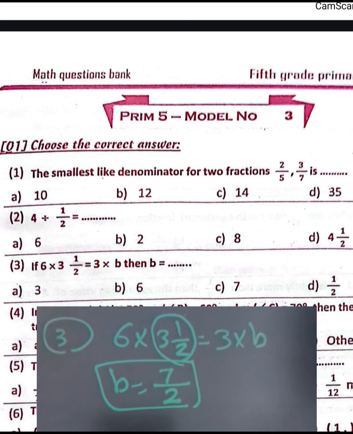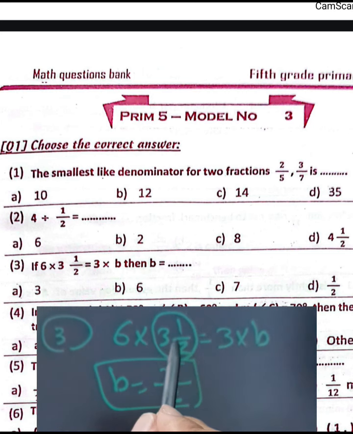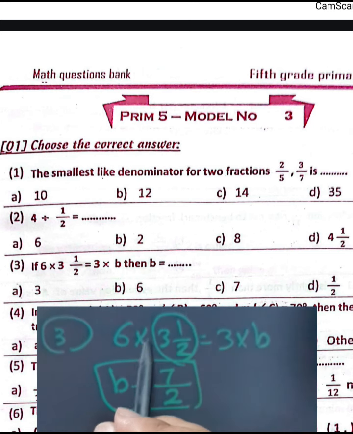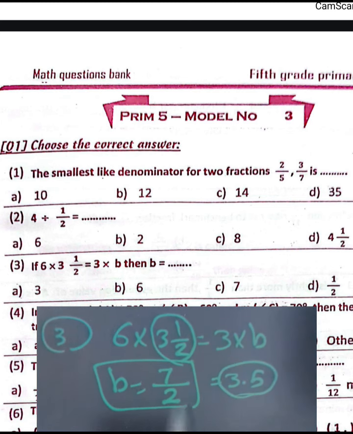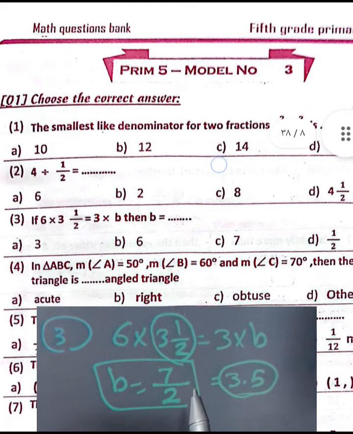Question 3 again. If 6 times 3 and a half equals 3 times b, then the value of b equals 7 over 2. 7 over 2 is 3.5. We can write here 7 over 2. Letter D, you must cancel this result and write 7 over 2.